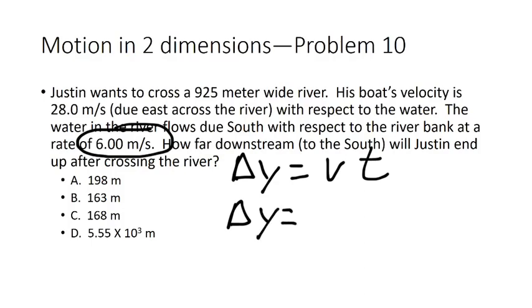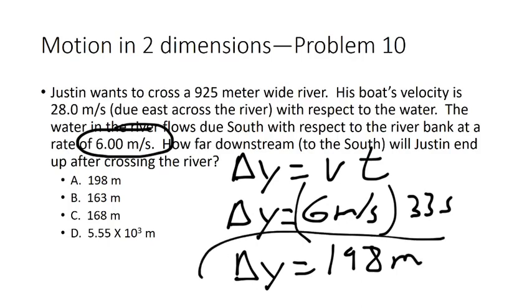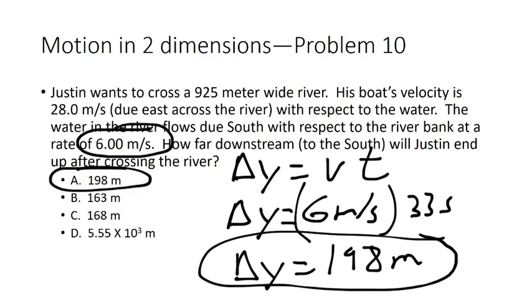The velocity in the south direction is 6. And the time that it took to cross the river from the previous problem was 33 seconds. So delta y, in this case our displacement down the river, 6 times 33 is equal to 198 meters. And we might want to say to the south, but 198 meters. Answer A, correct answer on problem 10.